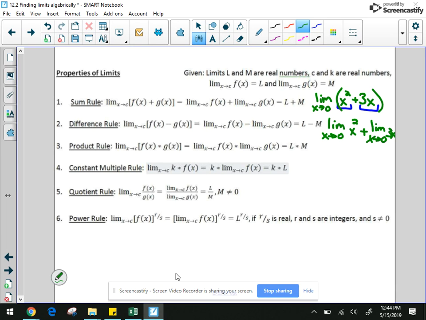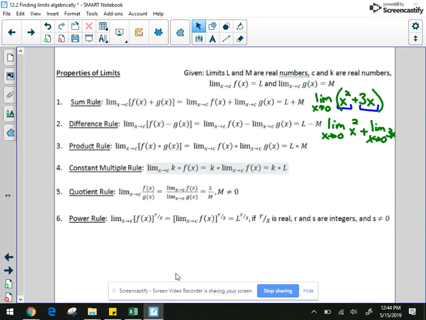Pretty much I can split apart that addition. Difference rule, similar idea, but with a subtraction sign. If you have the difference of two functions and you're evaluating the limit, you can find the limit of one and then subtract the limit of the other.